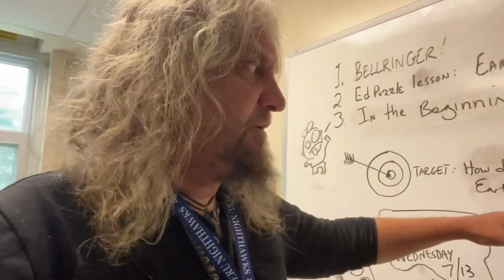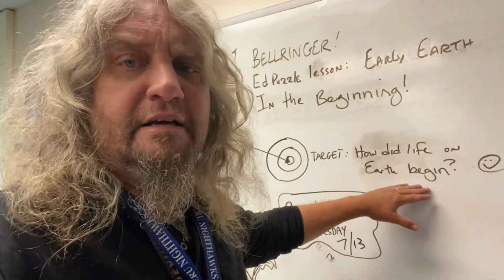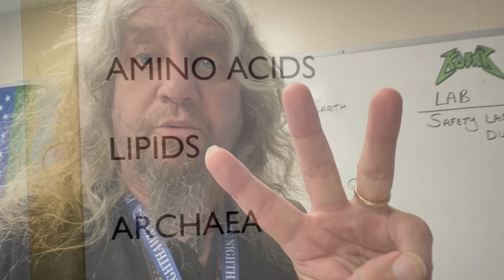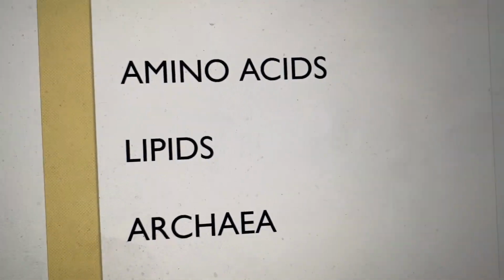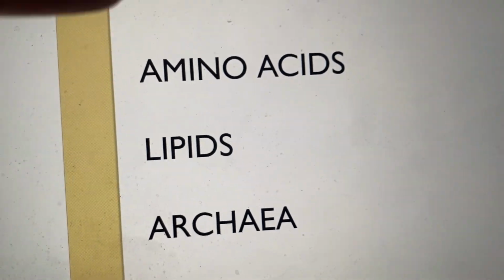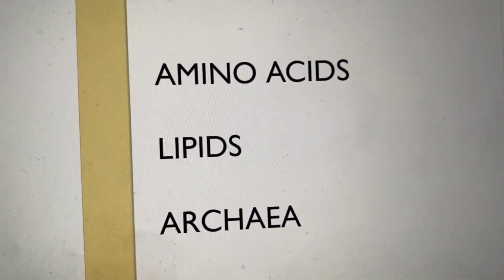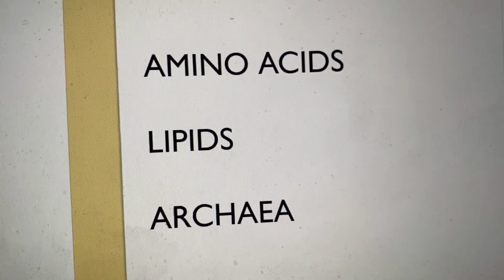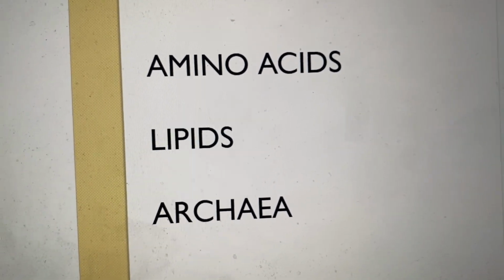You're into routine. And I try to make sure that everything is clear, like what our targets for the day are, our objectives. Yesterday, our learning target was how can we explain how life on Earth may have begun? And then I gave you 3 vocabulary words. Those words were amino acids, lipids, and archaea. Those are the 3 vocabulary words I wanted you to get into your vernacular as a result of class yesterday.